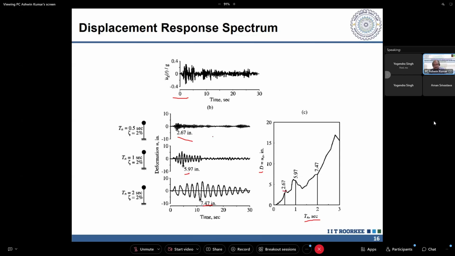So this corresponds to 2.67, for a 0.5 second time period structure. For a time period of 1 second, the peak response that I'm obtaining from my single degree of freedom system is 5.97, and the one that I'm obtaining for a time period of 2 seconds is 7.47, right? So if I plot the peak responses in this manner, with the x-axis representing the time period and the y-axis representing the peak displacement response of the system, this is what is known as a response spectra, the displacement response spectra. Now, I hope this is clear. The peak response that we are measuring gives the response spectra.